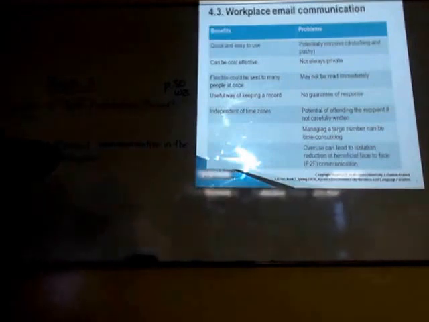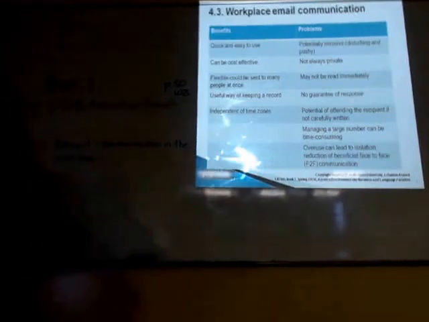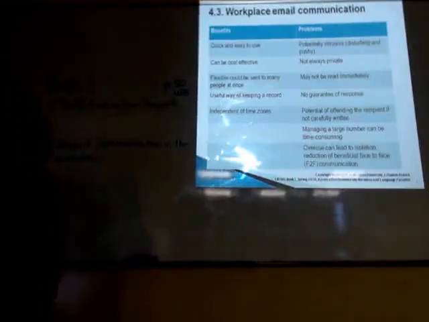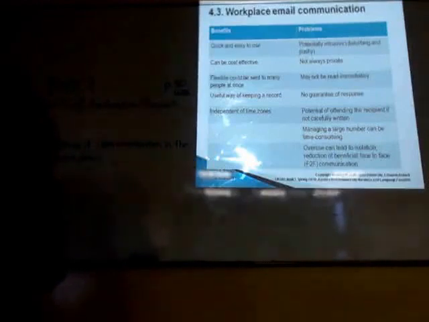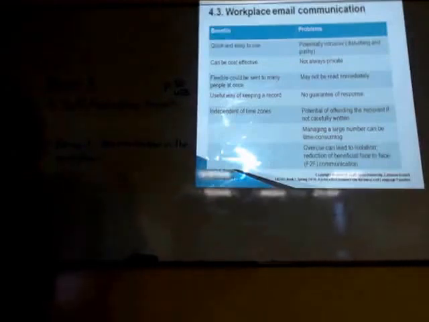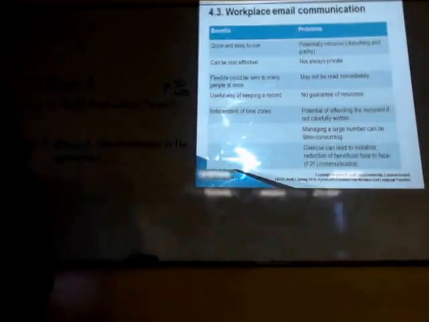Now the problems. Potentially intrusive, meaning they can be disturbing and pushy. And if I want to bother someone and I send them 10 emails per day, I can be very annoying, right? So it can be intrusive. It interferes in our lives. It creates an unhealthy atmosphere. Not always private, like you said. People can pass by and check your email.